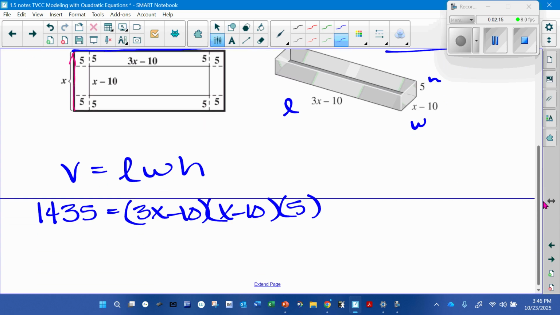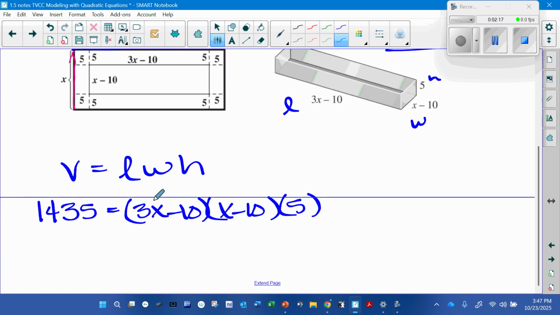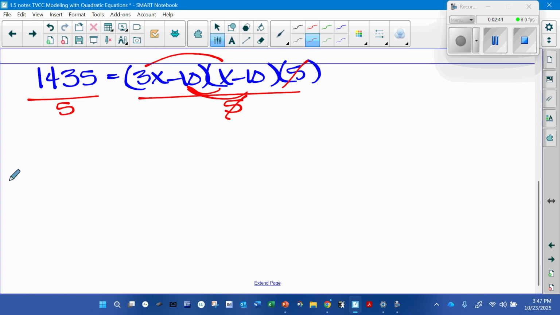All right, so you would go through and distribute, do your double distribution like we did before, where we did 3x times x, 3x times 10, then 10 times x, and 10 times 10. But first, since we're multiplying by this 5 out here, let's just divide both sides by 5 so that we can get rid of that 5 there. So 1435 divided by 5. I may have to push pause and go get my calculator. So we got 1435 divided by 5, which is 287.